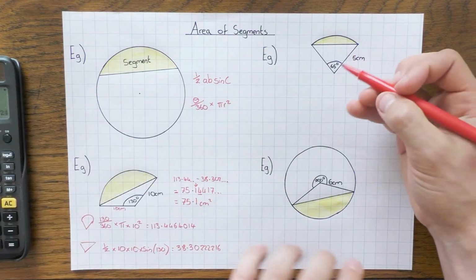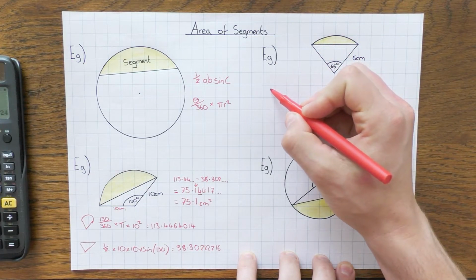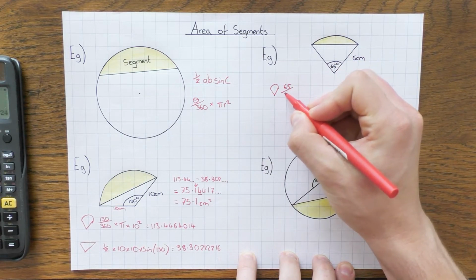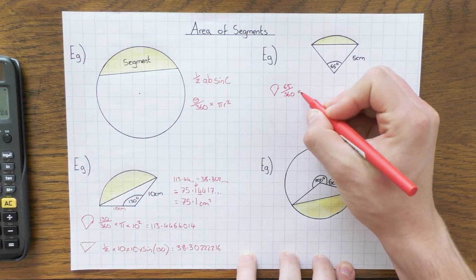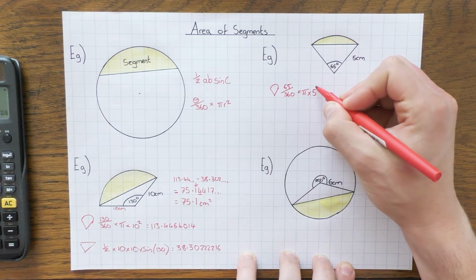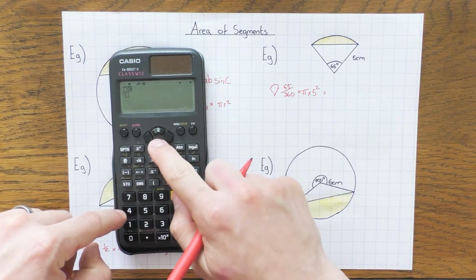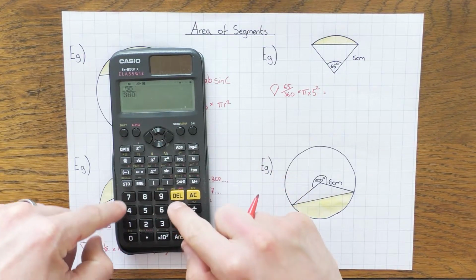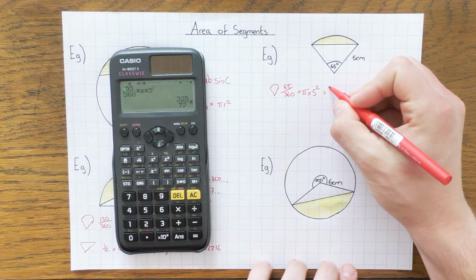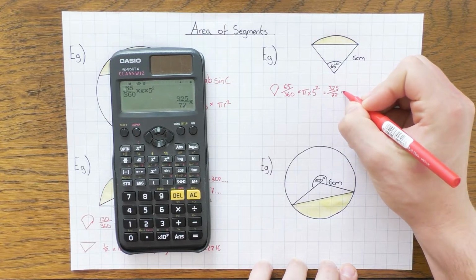Okay, let's have a go at the next one. Exactly the same thing. Let's work out the total area, which is the sector. So 65 divided by 360 times pi times the radius, in this case 5, squared. Let's see what that comes up with. 65 over 360 times pi times 5 squared. I'll leave it in terms of pi, so that's 325 over 72 pi.